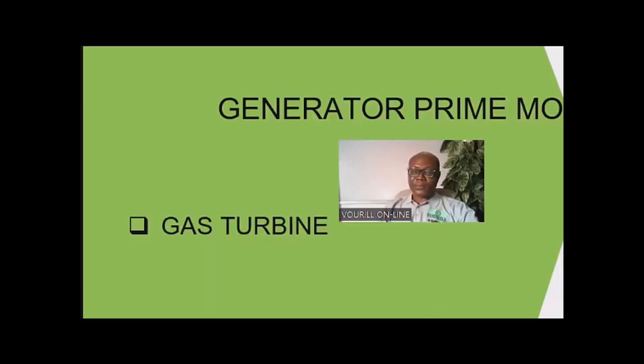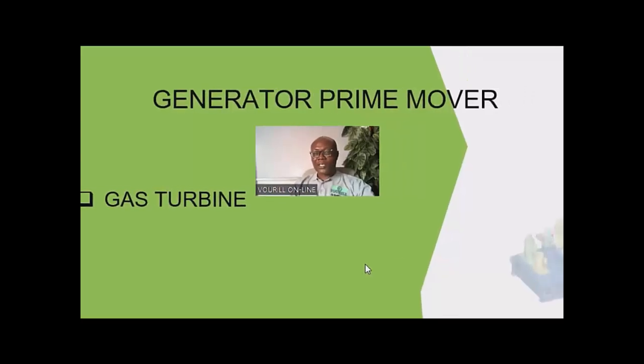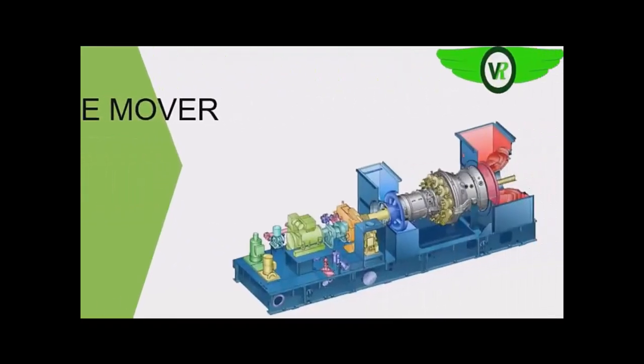Now let us look at the gas turbines. The gas turbine basically converts the chemical energy contained in the gas, methane gas principally, into rotating mechanical energy. So how does the gas turbine do this? If you look at the configuration of the gas turbine, you will see that it has three sections: a compressor section, a combustion section, and the turbine section.